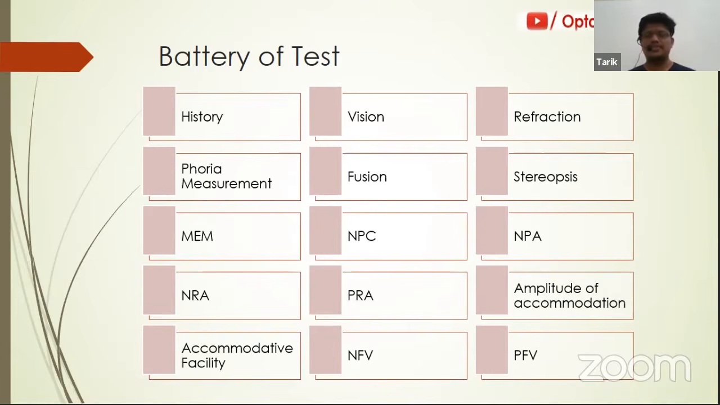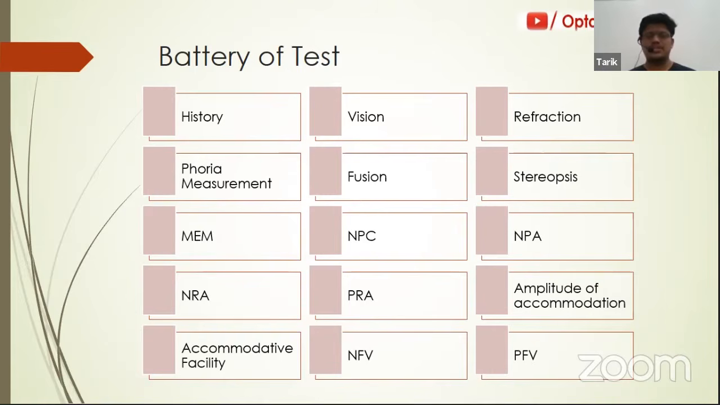Next is your MEM, that is monocular estimation method. That gives you a fair idea about your accommodation and how much it is lead or lag. Next is your NPC, near point of convergence. Then there is your NPA, near point of accommodation. Your NRA, negative relative accommodation. PRA, positive relative accommodation. Amplitude of accommodation, accommodative facility, and NFV and PFV, that is negative fusional vergence and positive fusional vergence. We'll be looking through all these tests today.